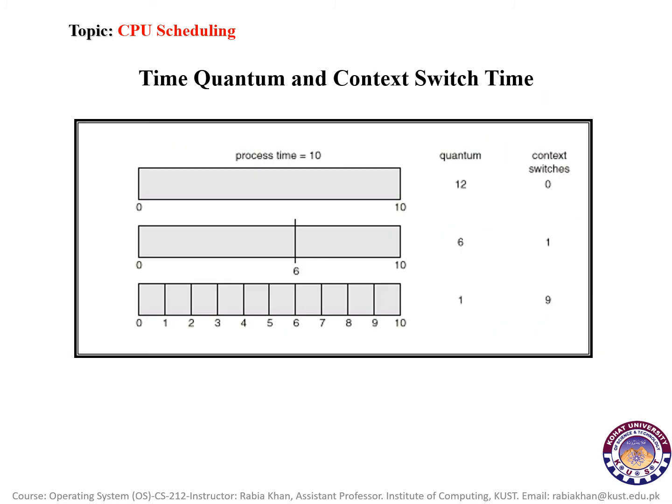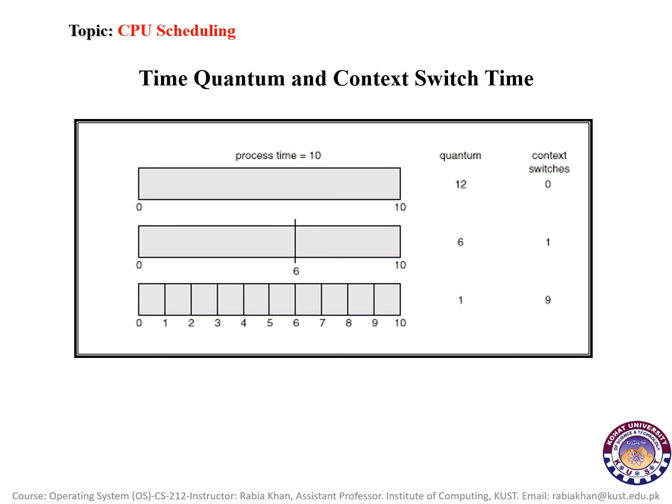Now this is the diagram in which we were discussing the performance of the round robin algorithm. If the quantum becomes too small, what will be the response of this algorithm? And if the quantum becomes higher than 100 milliseconds or smaller than 10 milliseconds, what will be the response?